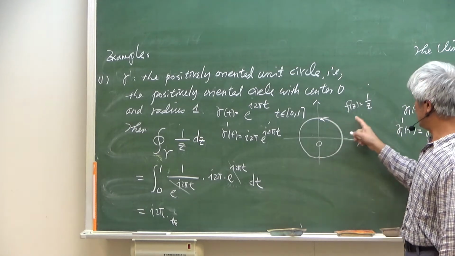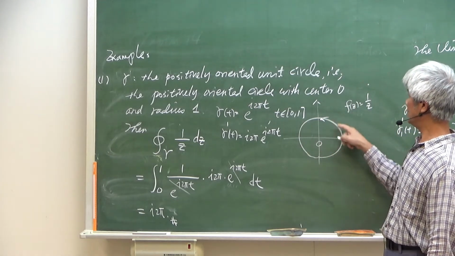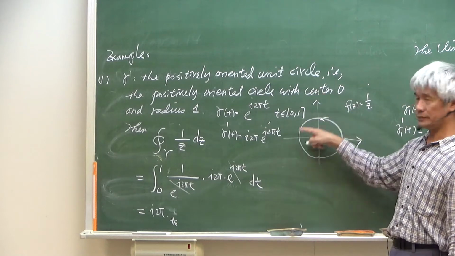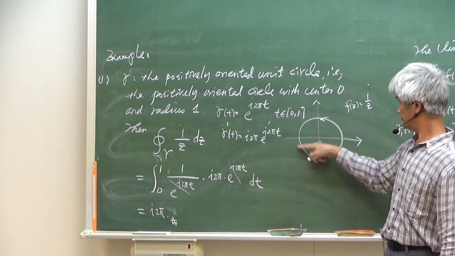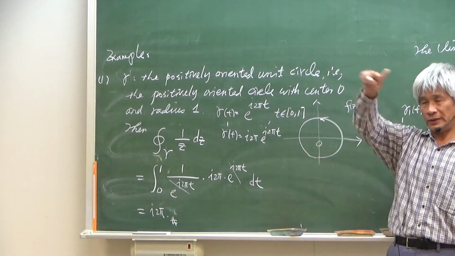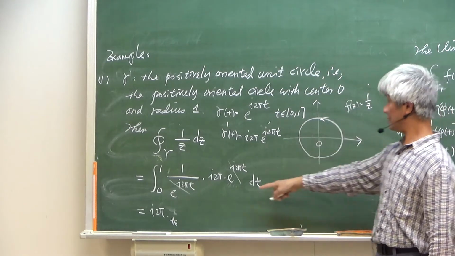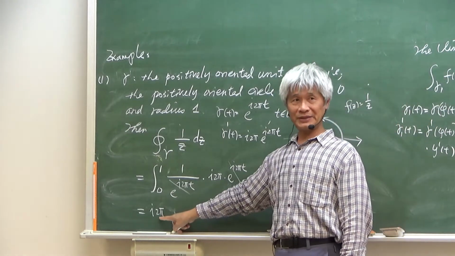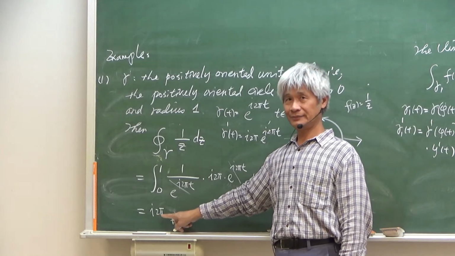And you integrate this function along the positive oriented unit circle. You go around it, okay? Just once. Only one. And you find the value is a complex number, i times 2 pi.